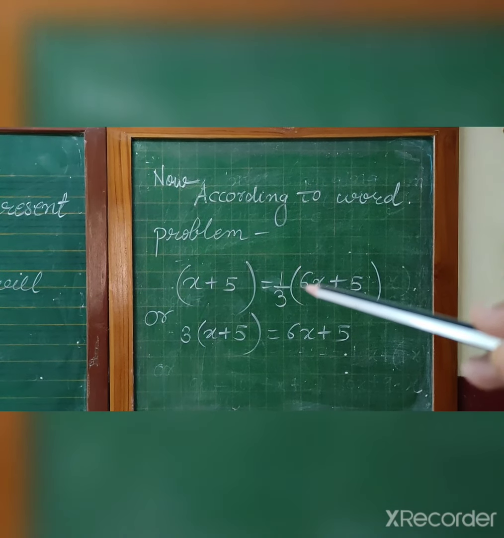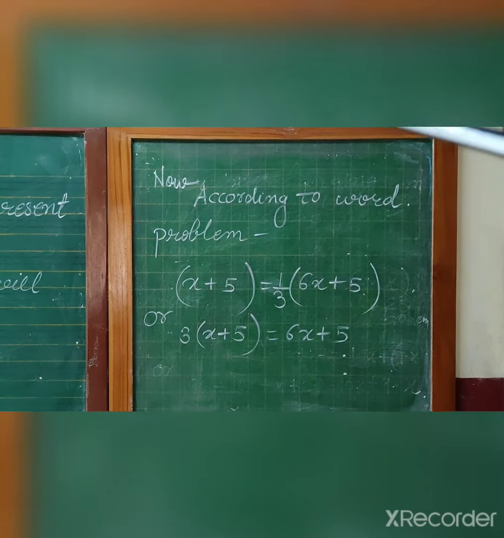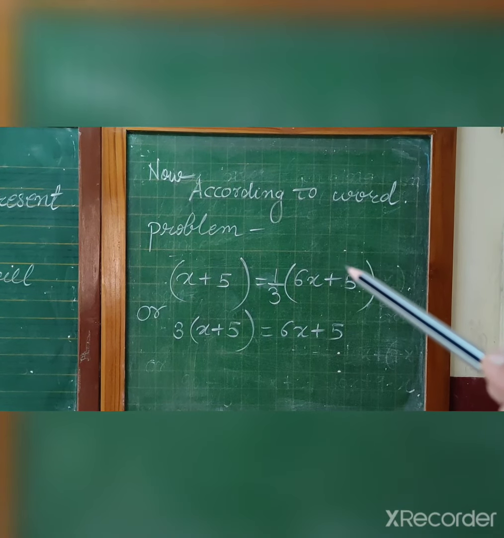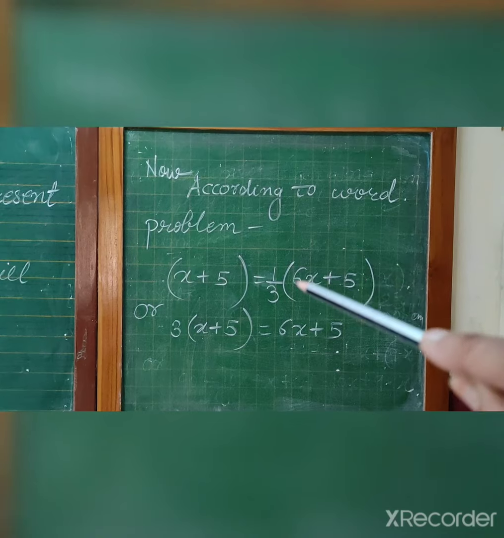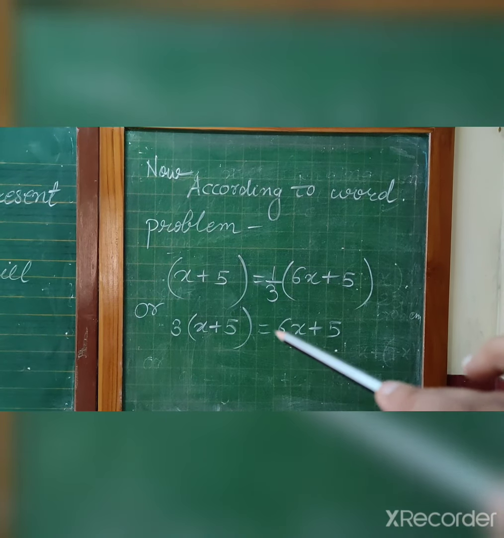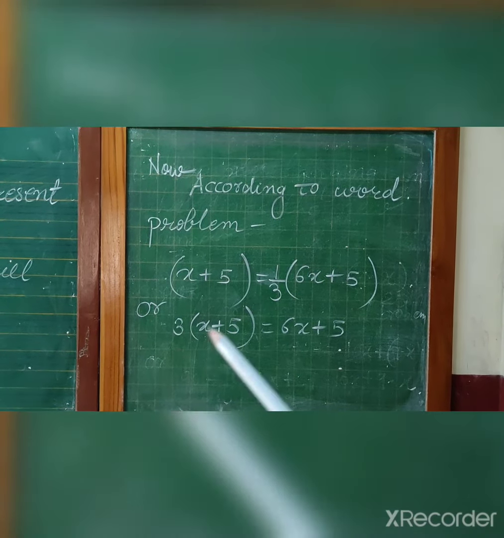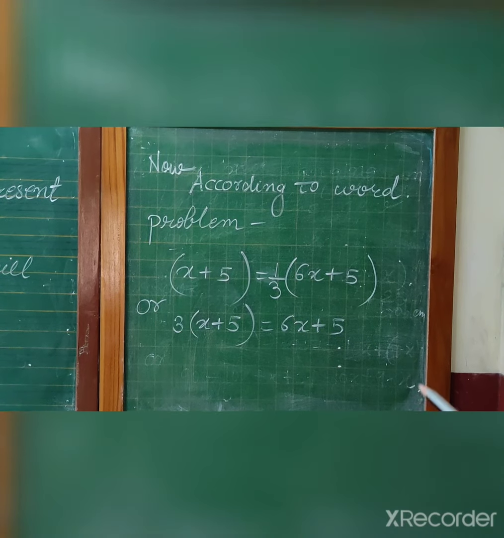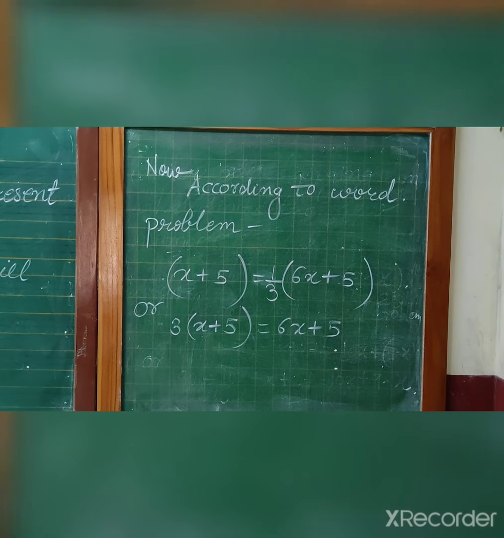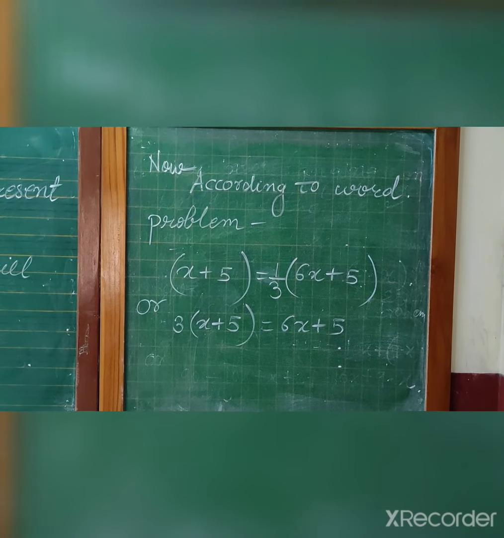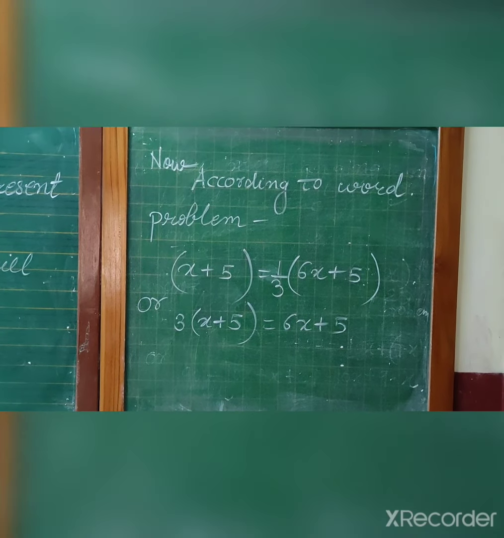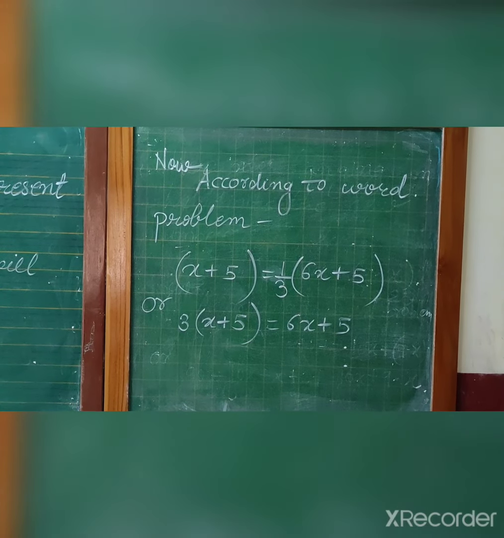But we want to put an equal sign to frame an equation. So we will take 1/3 of her mother's age, or 3 times x plus 5, we can write 3x plus 3 fives are 15, equal to 6x plus 5. Then find the value of x. So you will get Saroj's age, and then multiply by 6, so you will get her mother's age. Okay. And if you have any query you can ask me.